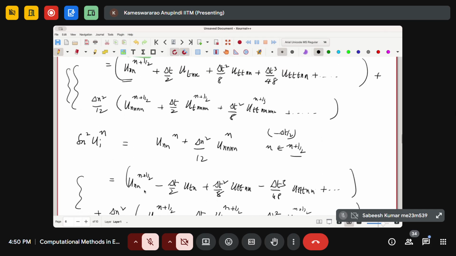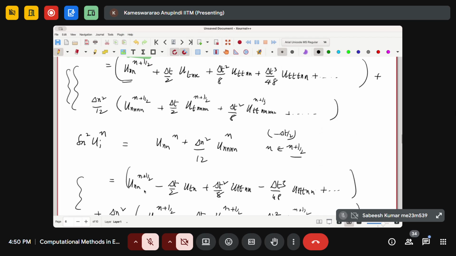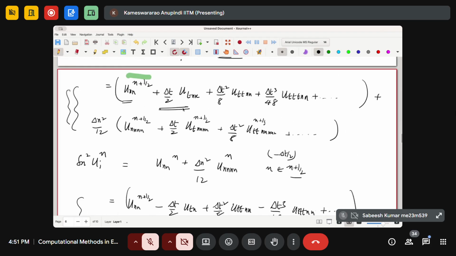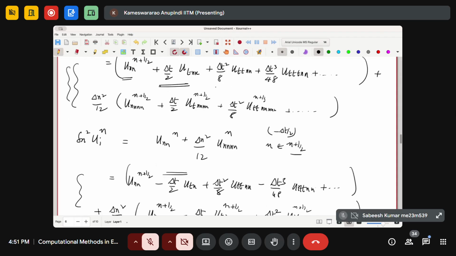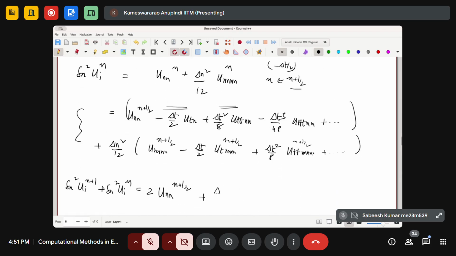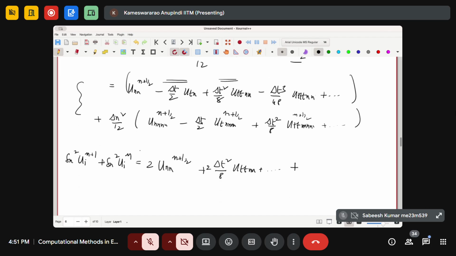You can clearly see that when we add these two, the uxx n plus half will get added 2 times. So we're going to get uxx n plus half, 2 times. Then the time derivative plus delta t by 2 and minus delta t by 2 will get cancelled. And then you end up with delta t squared by 8 and delta t squared by 8. That will become plus 2 times delta t squared by 8 uttxx and so on. And then plus you will get delta x square by 12, that is for the second terms.